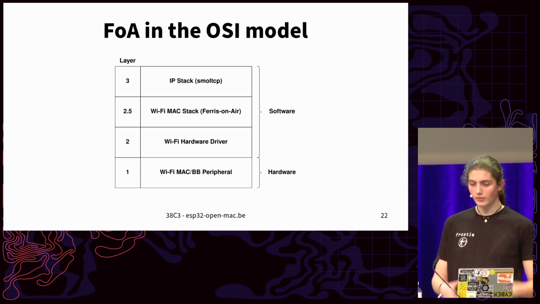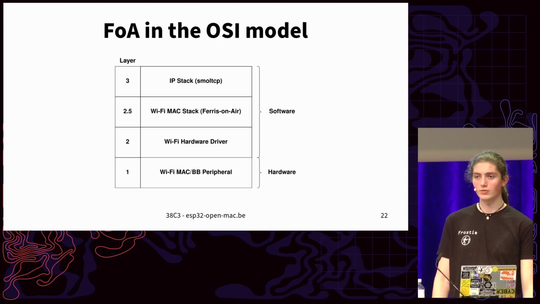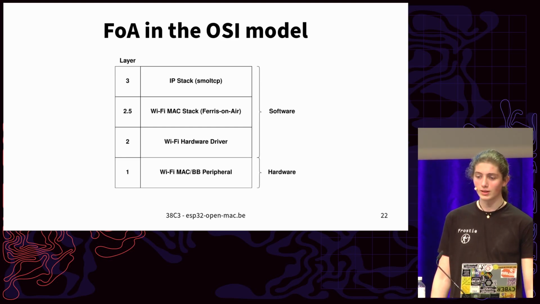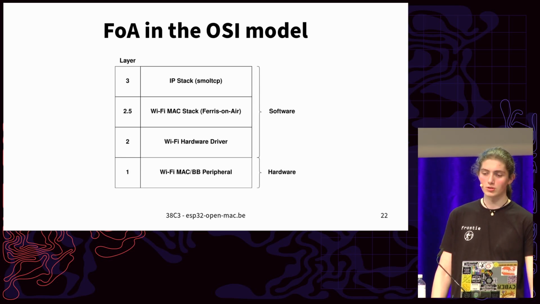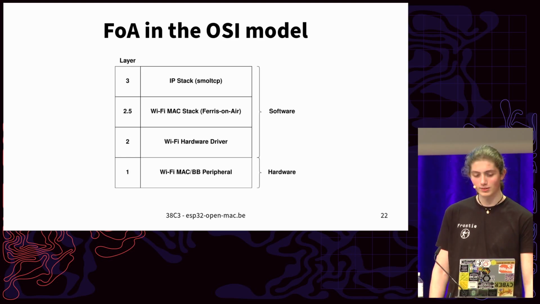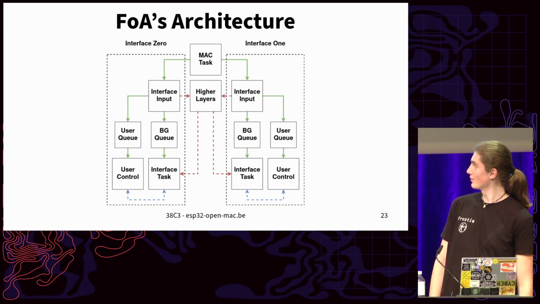And above that, on layer 2.5, there would be FOA, which then directly talks to the hardware driver and handles certain tasks of the upper MAC. And the different interfaces will then usually talk to an IP stack, so the station interface, more commonly known as client. And in this case, this would be smoltcp, or as it's wrapped, embassy-net. And the architecture of FOA looks like this.